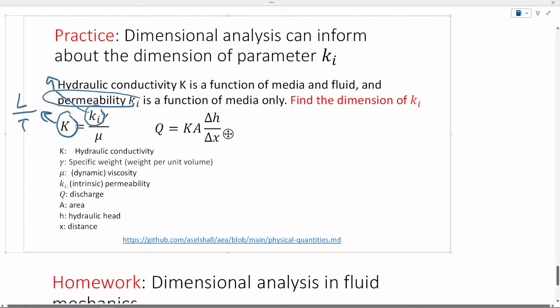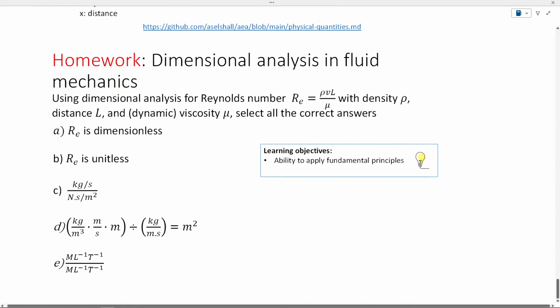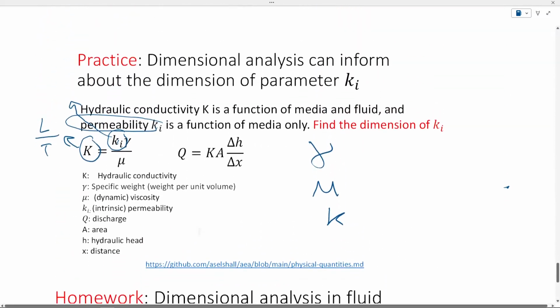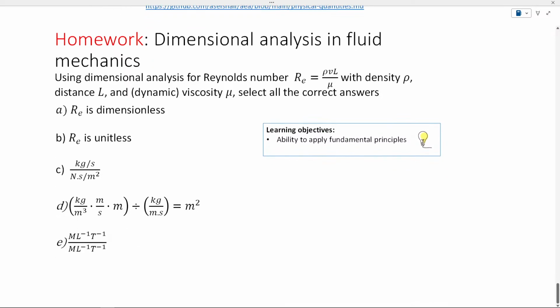Here is the link. You know how to do this, we did this already before. You know how to find the dimension of specific weight. You know how to find the dimension of viscosity. We did this, and you know the dimension of this guy. Then you can find the dimension of this guy here. Okay, and then homework problem. If you already understood what we did here, this is a homework problem again. You can solve it now and then submit your answer to Canvas.